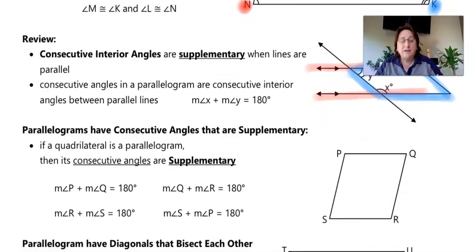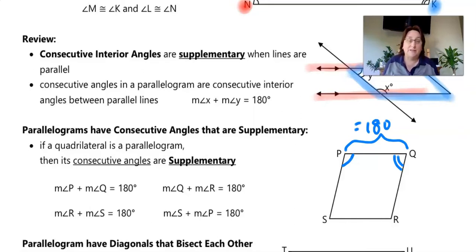This may be something new to you guys, so I'm going to spend a little bit more time on this. It says, if a quadrilateral is a parallelogram, then its consecutive angles are supplementary. So remember, consecutive means one right after the other. That means that angle P and angle Q are consecutive angles and they're in a parallelogram, so they have to add up to 180 degrees.